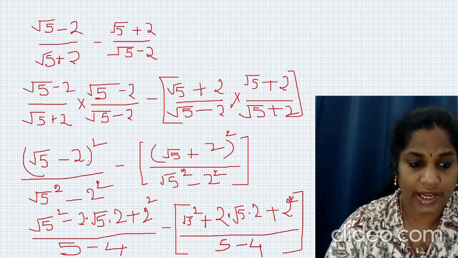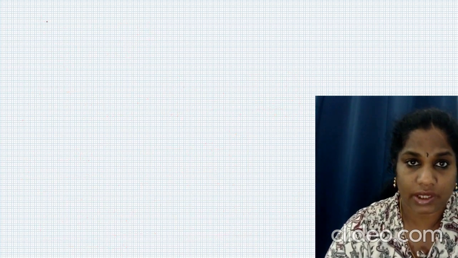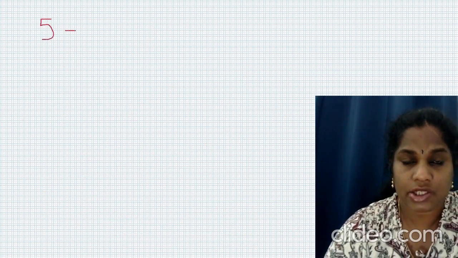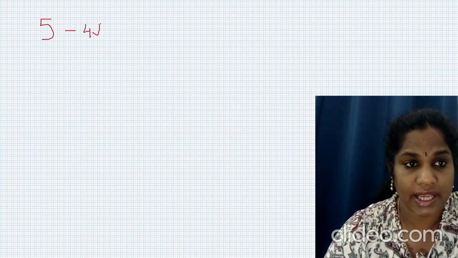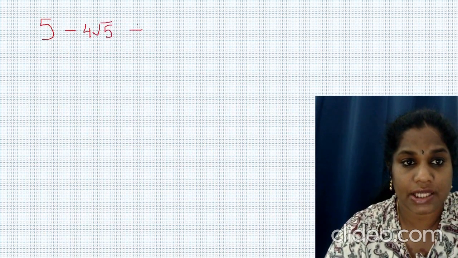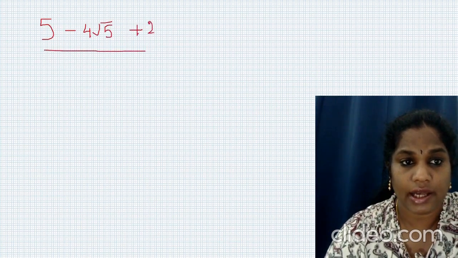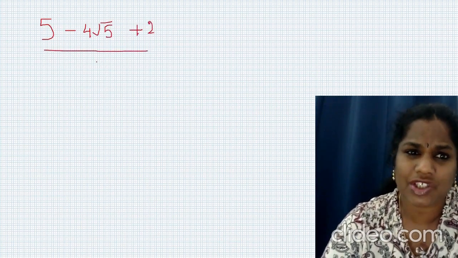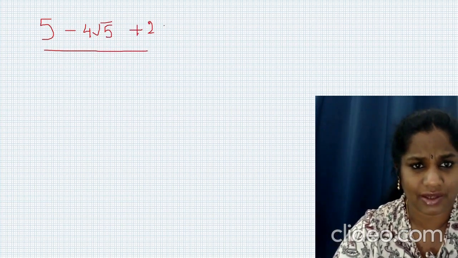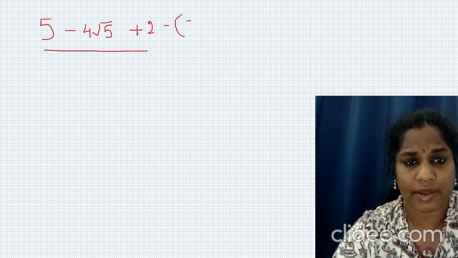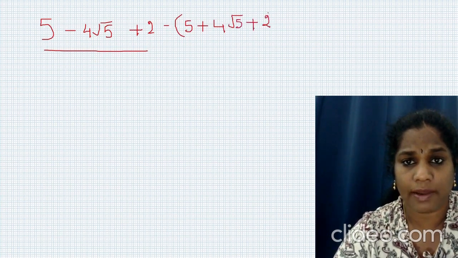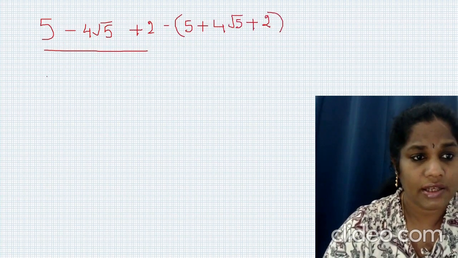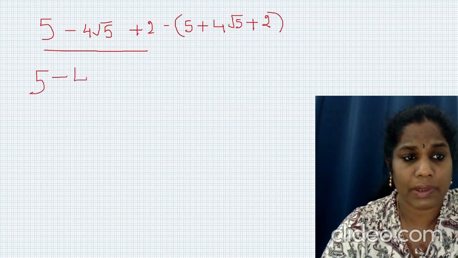Now let us go to our next page. (√5)² is how much? It is 5, minus 2ab. 2 into 2 is 4, and root 5 remains there, plus b square was our 2. And down we were getting 5 minus 4, which is 1. So do you think I should write it? I am not writing it. In the bracket, I will get the same thing: 5 plus 4 root 5 plus 2, because it was (a + b) whole square. Perfect. Now I will just go ahead and open the bracket.